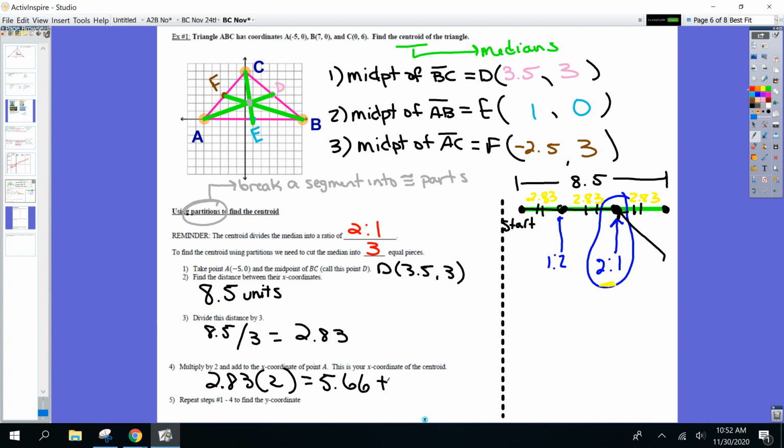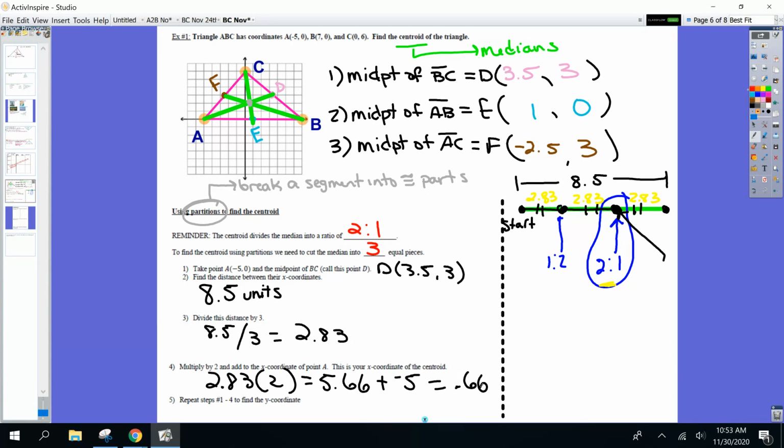So from -5, I need to go 5.66 units. So I'm just going to add -5 to it. From -5, I need to go 5.66 units to the right. And where do I end up? On the x-axis at 0.66. And if you look at your graph right now, that looks pretty good. 0.66 on the x-axis where the centroid was.